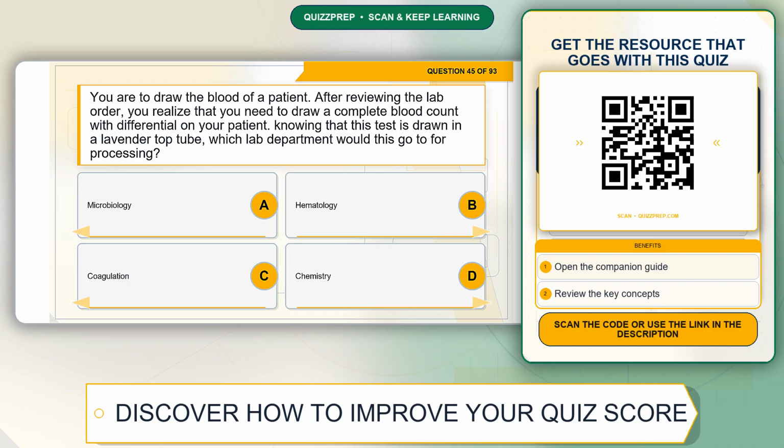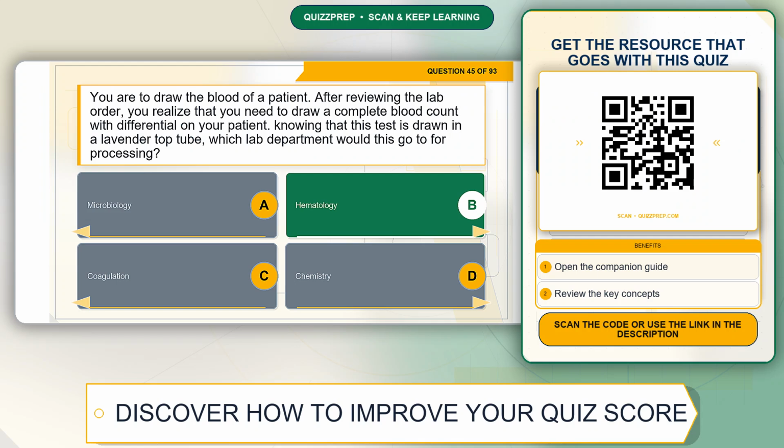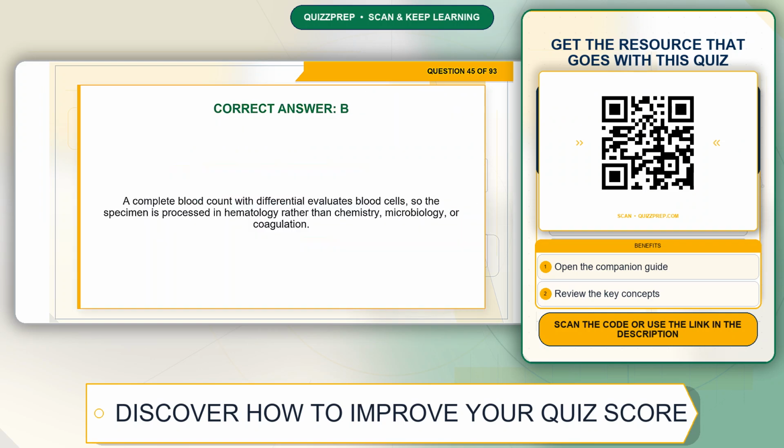Question 45. You are to draw the blood of a patient. After reviewing the lab order, you realize that you need to draw a complete blood count with differential on your patient. Knowing that this test is drawn in a lavender top tube, which lab department would this go to for processing? Option A, microbiology. Option B, hematology. Option C, coagulation. Option D, chemistry. The correct answer is option B, hematology. Explanation. A complete blood count with differential evaluates blood cells, so the specimen is processed in hematology rather than chemistry, microbiology, or coagulation.